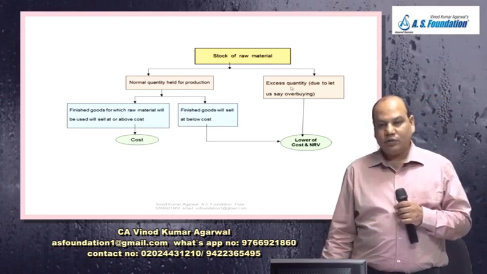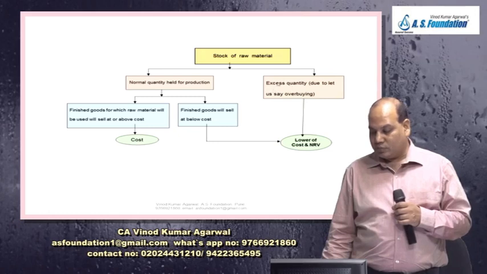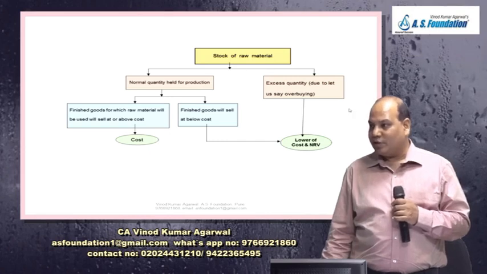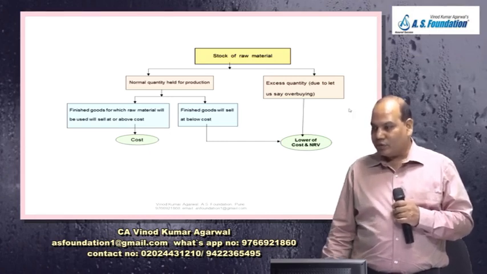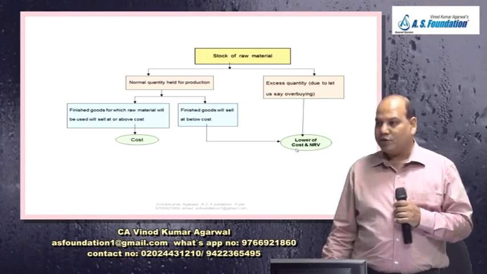On the right side, if it is meant for selling for whatever reason, maybe one is due to overbuying. Second, you do both the activity, you produce also and you do the trading also. Is it right? So in that case, that portion which is meant to be sold will be valued at the usual principle, cost or NRV, whichever is lower.